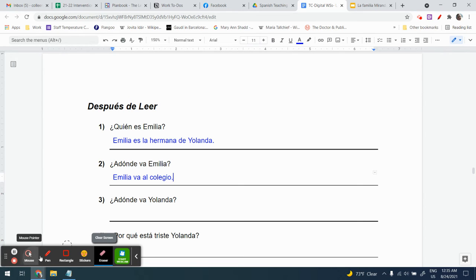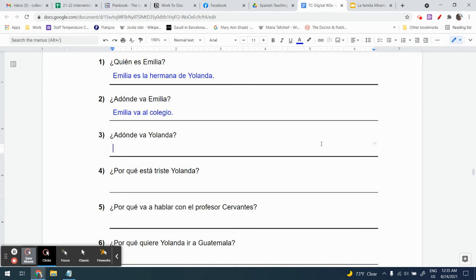All right, back to what we were doing. Now, the third question, ¿a dónde va Yolanda? So Emilia is going to colegio, which remember, false cognate really means high school. Yolanda, on the other hand, Yolanda va a la universidad. She goes to university.